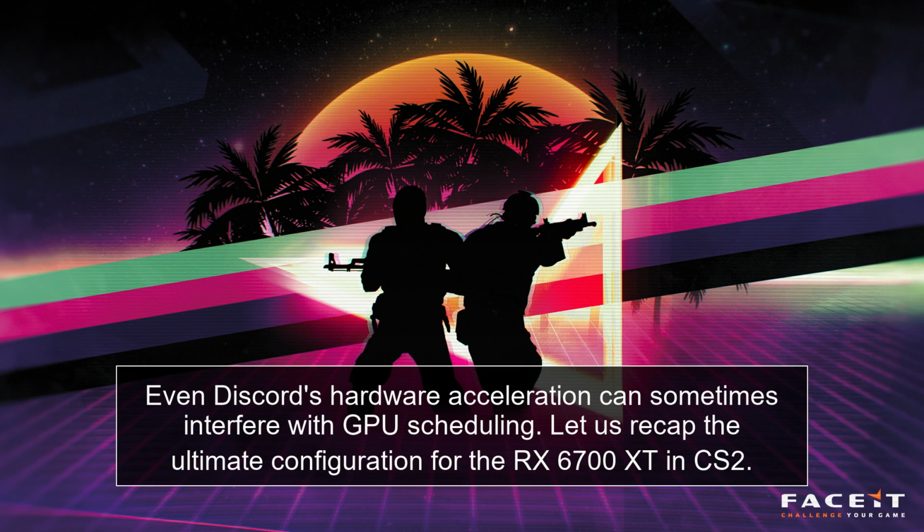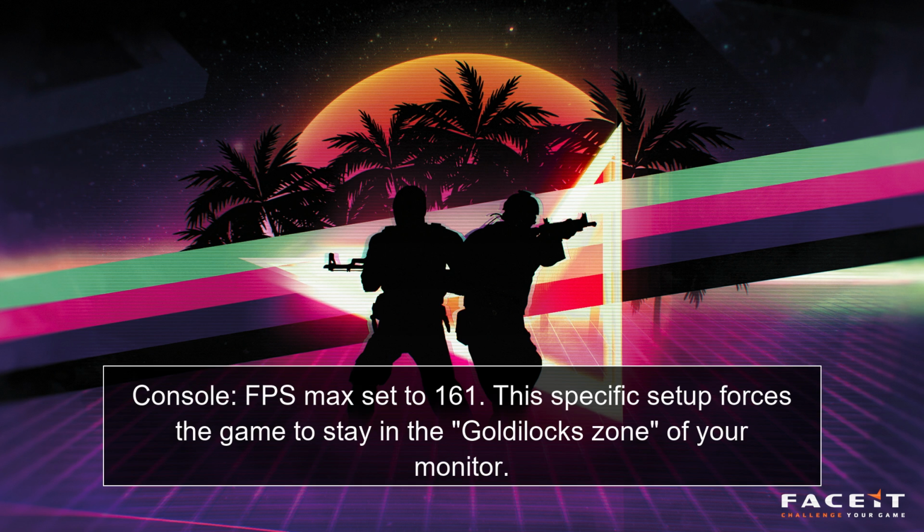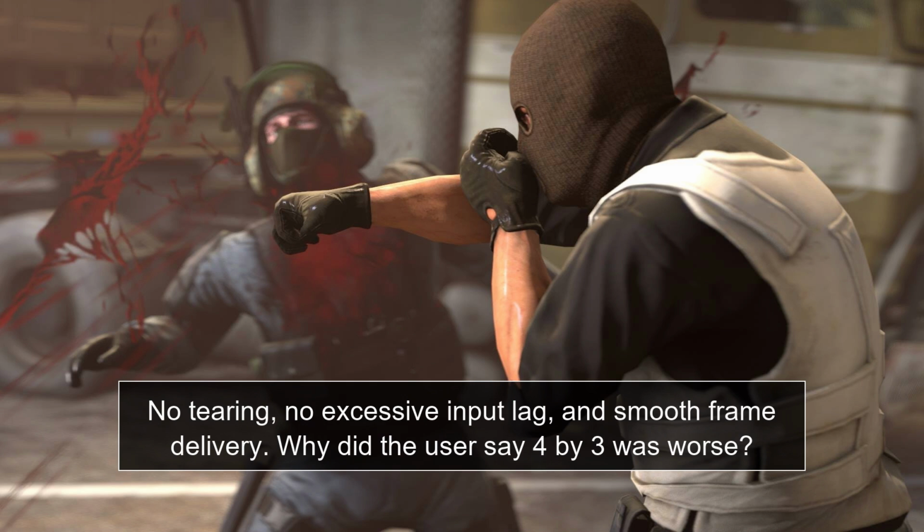Let us recap the ultimate configuration for the RX 6700 XT in CS2. Monitor, FreeSync on. Driver, anti-lag off, enhanced sync off. In-game, full screen, native resolution, VSync on. Console, FPS max set to 161. This specific setup forces the game to stay in the Goldilocks zone of your monitor. No tearing, no excessive input lag, and smooth frame delivery.